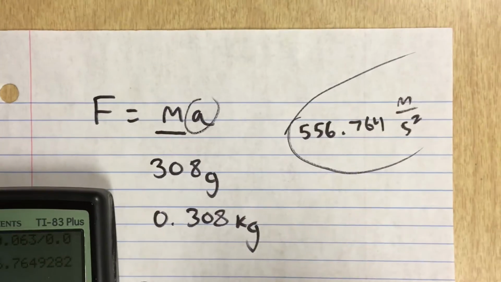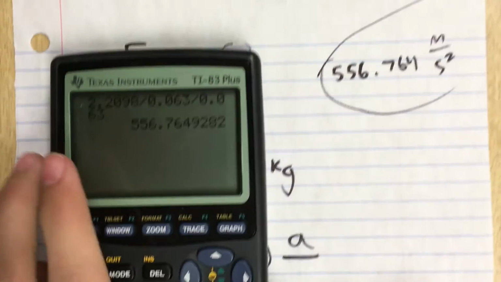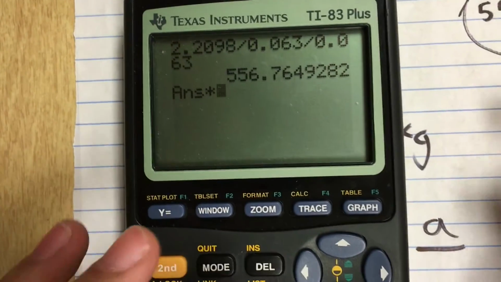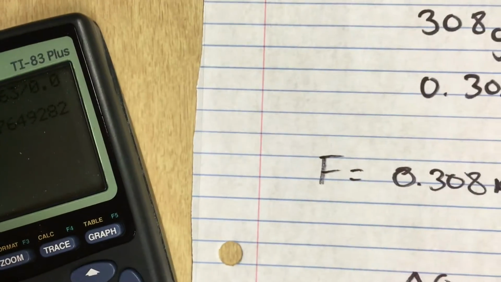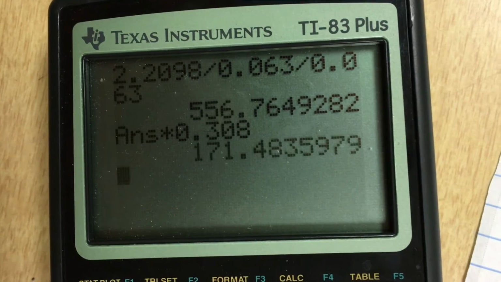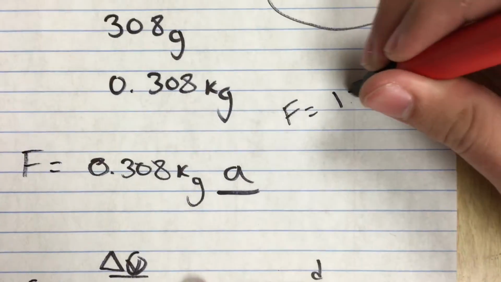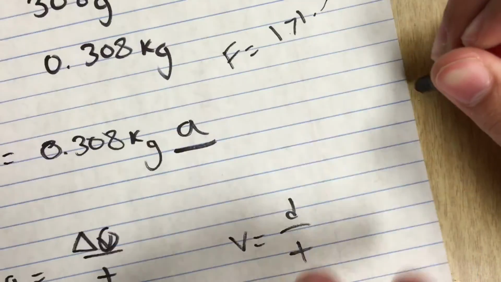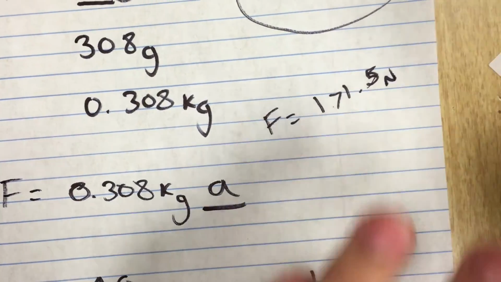So now, getting out our handy dandy calculator once more, we can multiply this by our mass, which, as we found previously, was 0.308 kilos. And that gives us a total force of 171.5, if I wrote that 5 right, newtons.